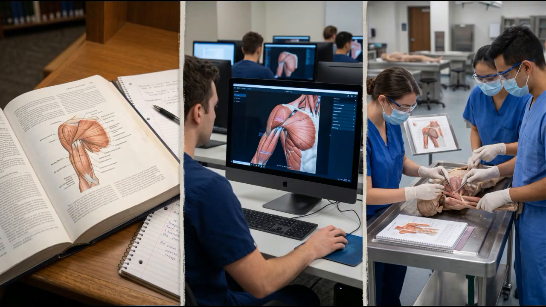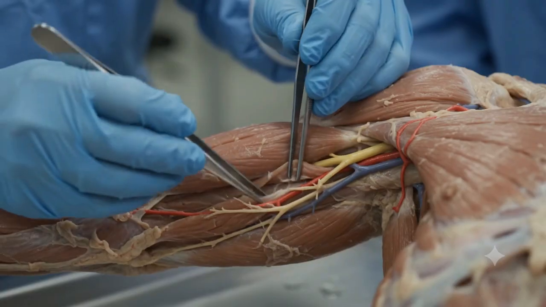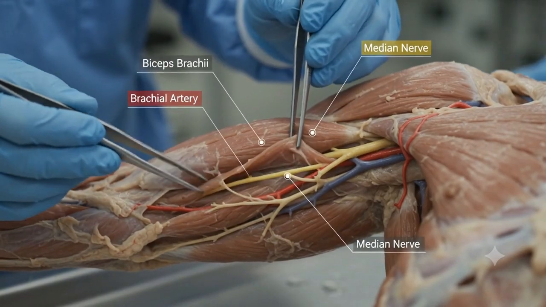Cadaveric dissection also reveals natural anatomical variations among individuals. Students learn that no two human bodies are exactly alike, an important lesson that prepares them for clinical practice, where patient anatomy may vary from textbook descriptions. First encounter with human life and death.